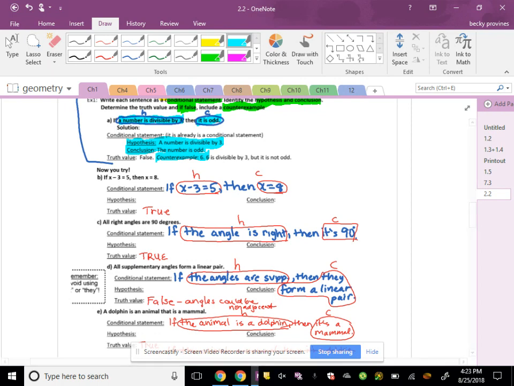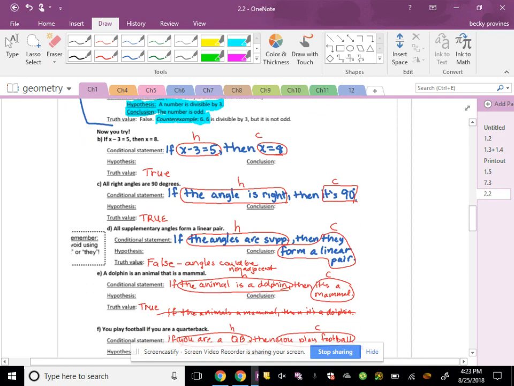Maybe. So don't worry if you have one and your friend has a different one. It's going to be fine. It's okay if you have different. Okay, so they gave you a new sentence here. This is called a conditional statement again. You're going to write it in conditional statement form.